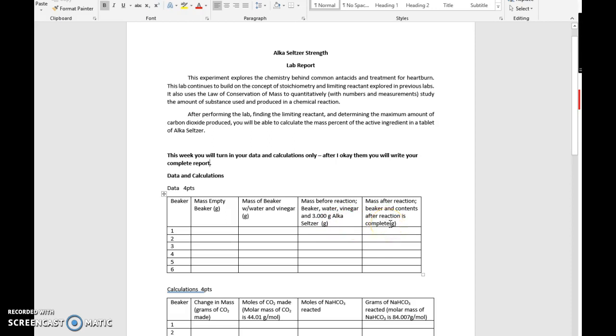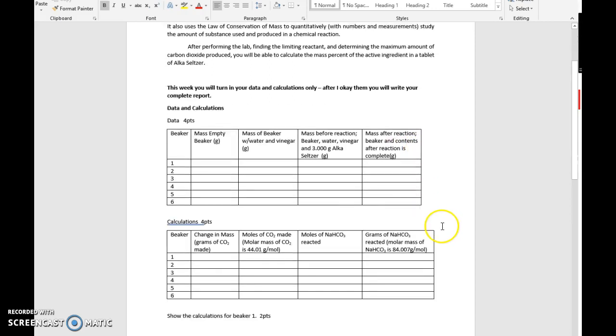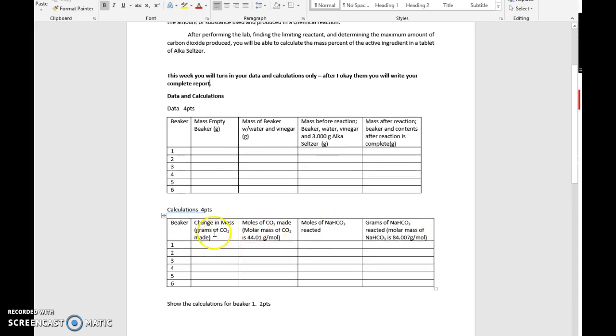Now you'll notice when you have the reaction that there'll be lots of bubbling. The bubbling is carbon dioxide gas. So the mass after the reaction will be less than the mass before the reaction, and the difference is the mass of the carbon dioxide that was made. So the change in mass, which is equal to the grams of carbon dioxide produced, goes in this column here.